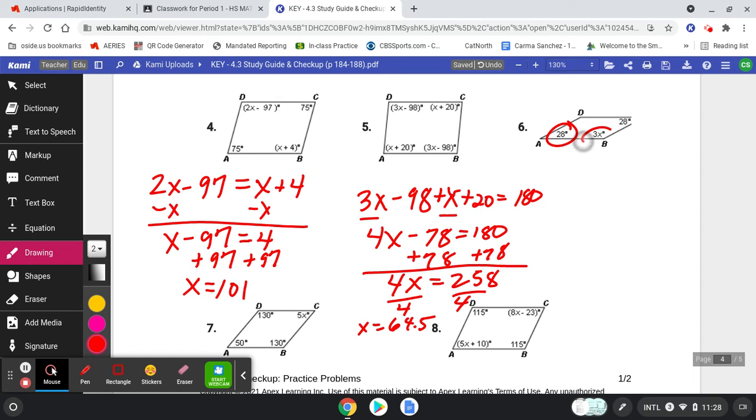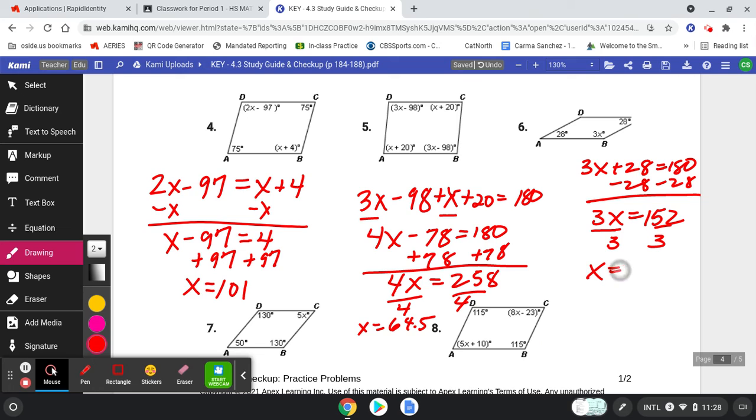Okay, finally, I've got these two angles here. Let's try the supplementary. Let's say 3x plus 28 equals 180. Those are the consecutive angles that are supplementary. Remember, consecutive means next in line or right next to. We're going to minus the 28 from both sides. 180 minus 28 is 152 divided by 3 gives me 50.67. And because I'm rounding here, I need to make this an approximation symbol.